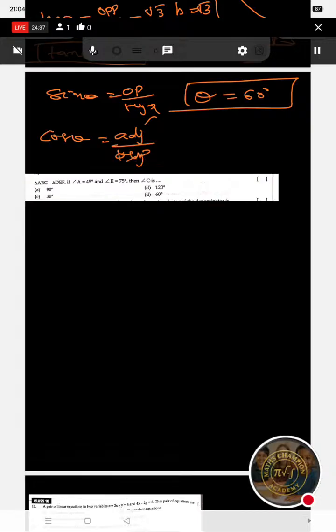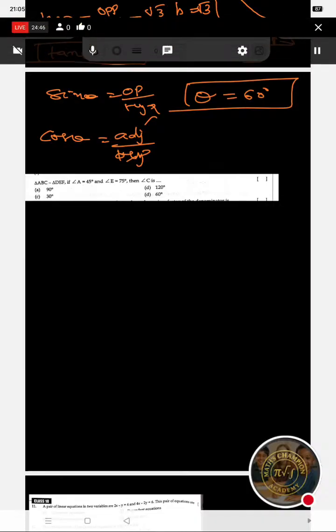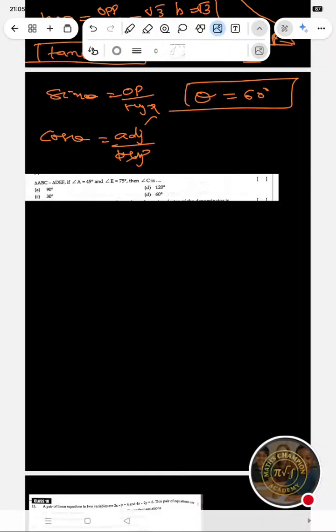Triangle ABC minus... it is a similar triangle actually. That is not a minus, it is the symbol for similar triangle. Try to comment your answer. Is the audio clear?